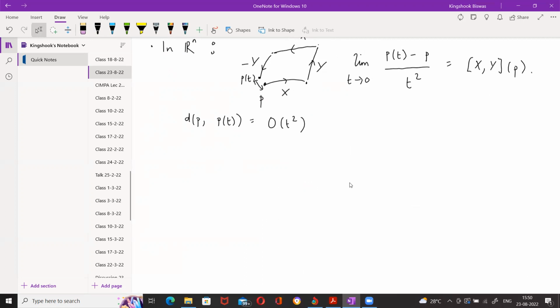And this will tell us what to do in a manifold. So in R^n, if I put t squared equal to a variable s, then what is my P of t? I write it as a function of s instead of t. In this case, I will be flowing by phi, backwards, phi minus t Y, phi minus t X.